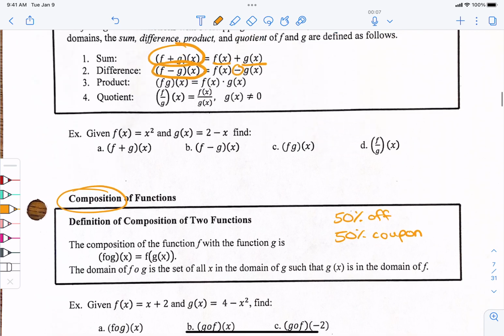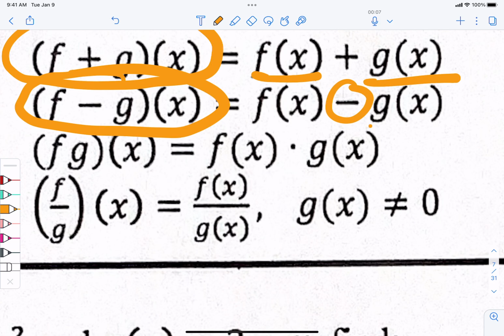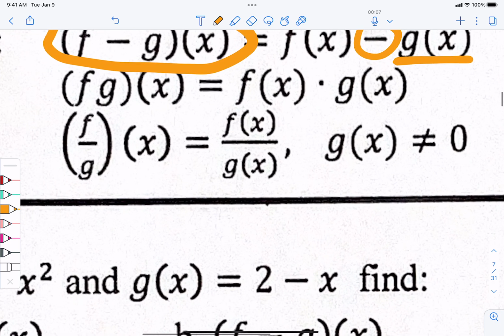All right, so there you go. Minus. The only thing I will say about minus is that if g of x is a binomial or trinomial, you do have to distribute the negative through. So don't forget to do that.